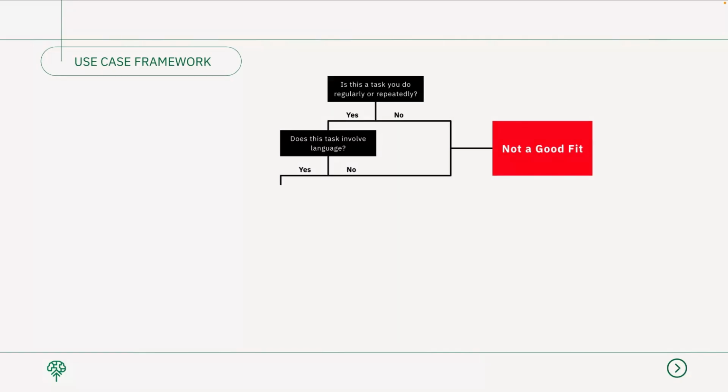Is there some kind of text involved? Is there a transcript that I can use? Is it an email? Does it involve any kind of language that I'm going to be able to give to the GPT for it to get context on the situation and be able to help me move that task forward?